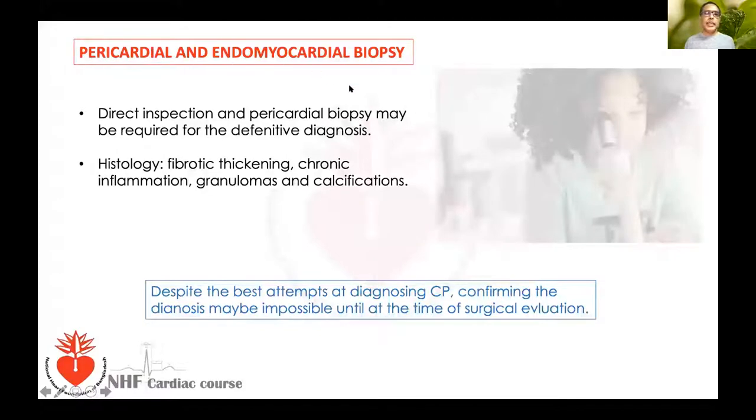Now, pericardial endomyocardial biopsy: direct inspection of a pericardial biopsy may be required for definitive diagnosis. In histology, we can see fibrotic thickening, chronic inflammation, granulomas, and calcification. But important is that despite all the best attempts at diagnosing constrictive pericarditis, confirming the diagnosis may not be possible until the time of surgical evaluation. That is, sometimes surgery is done to explore the possibility, because all other modalities fail to diagnose until the patient has gone for surgery.